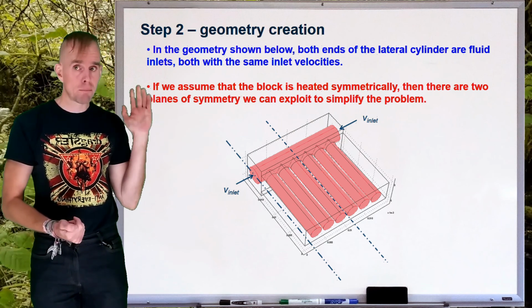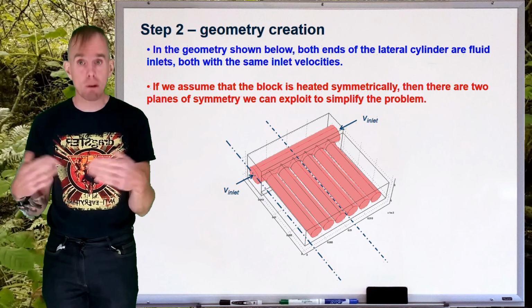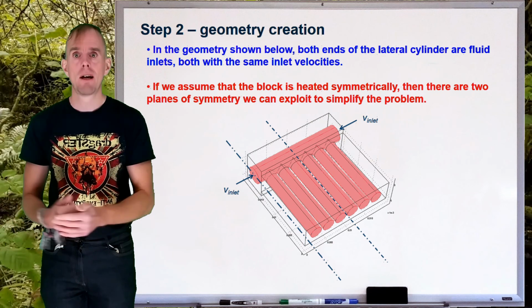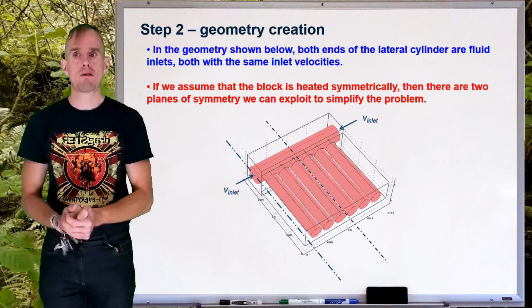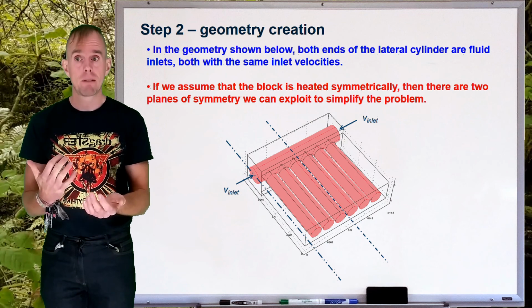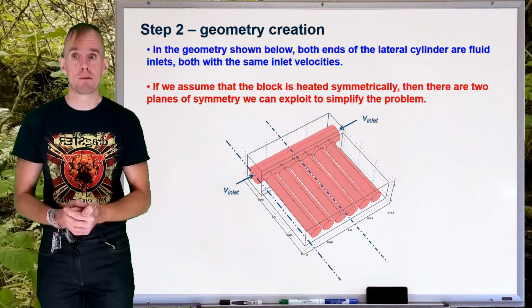If we look at our boundary conditions here, we've got two fluid inflows. Let's say they're equal in terms of volumetric flow rate. Okay, that would be symmetric, that's good. And if we are including heat transfer, then let's say all surfaces are heated equally, in which case, again, that's a symmetric case. So we can slice our object.